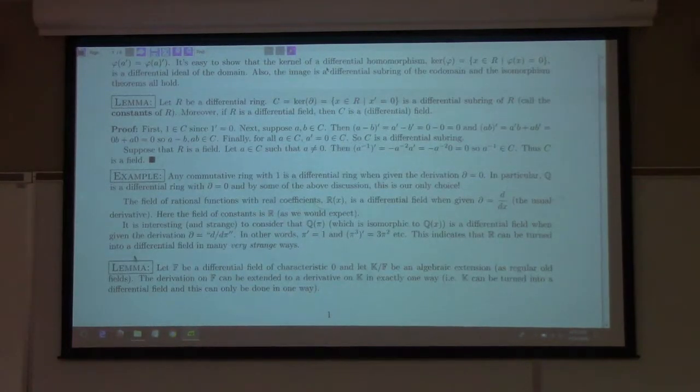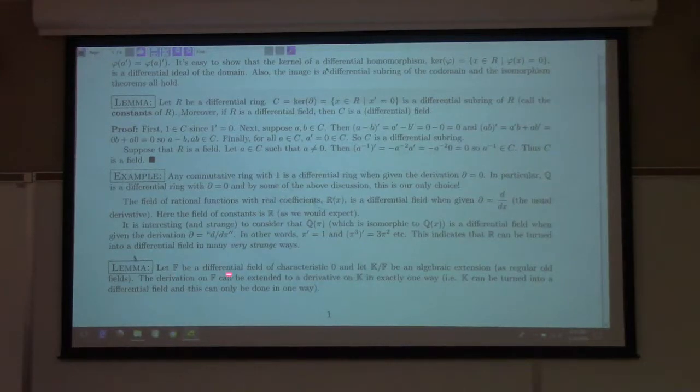So here's a silly example. I think this answers your question, Sam. Any commutative ring with 1 is a differential ring when we just give it the 0 derivation. So the rationals are a differential ring with 0 derivative, and by some of the above discussion, this is our only choice. Interesting. Because you can show that the 0 derivative on the integers forms a differential integral domain, and then extend that to the field of fractions, which is the rationals. That's unique, so this is the only way to realize Q as a differential field.